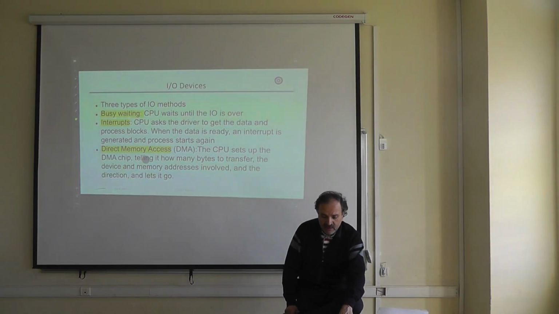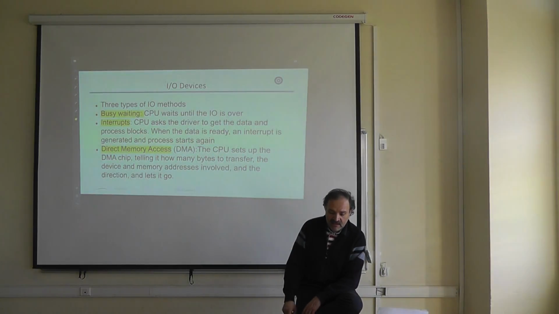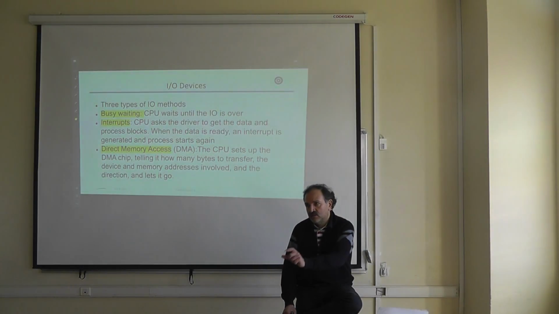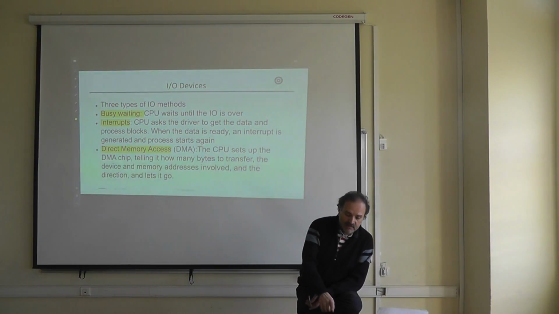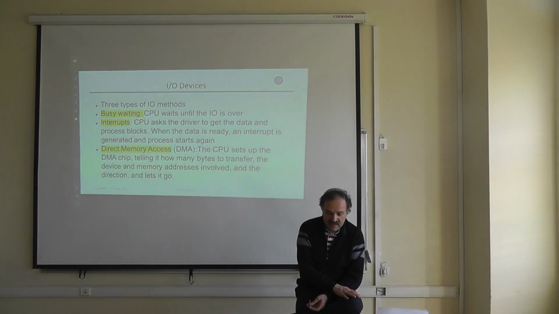Another more complicated or more enhanced way of doing I/O is direct memory access, DMA. In the DMA case, the CPU sets up the DMA chip. There's a DMA chip on the bus as part of the system. The CPU says, I am going to transfer this much data from this I/O device to this memory location, and the DMA chip is responsible for doing that transfer for the CPU. And the CPU can continue doing some other stuff. In this case, all the transfer is done by the DMA chip, not by the CPU.